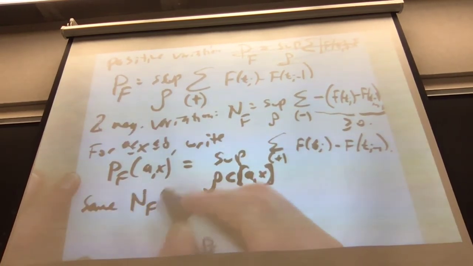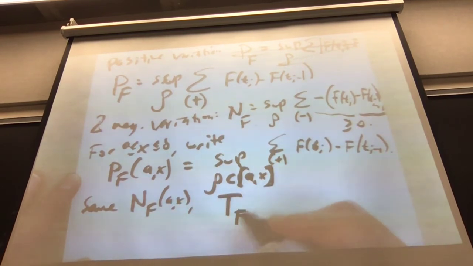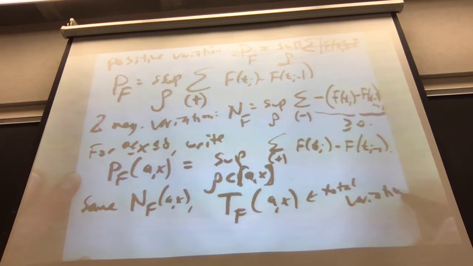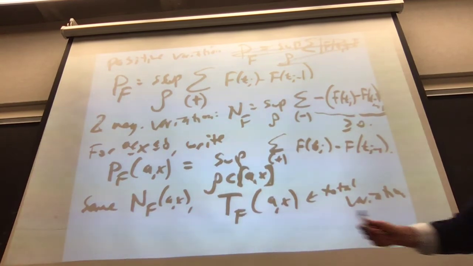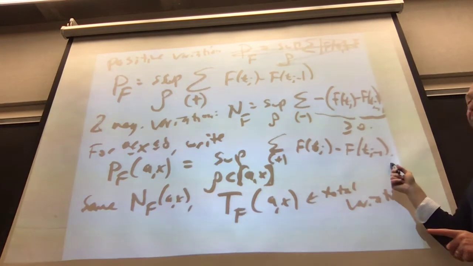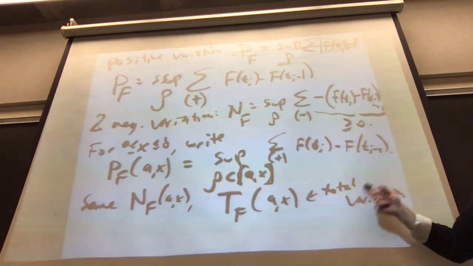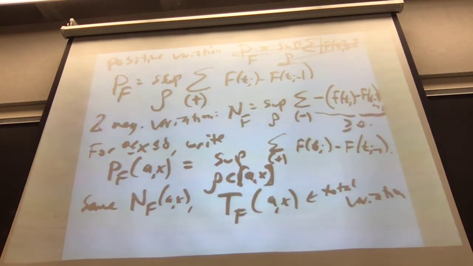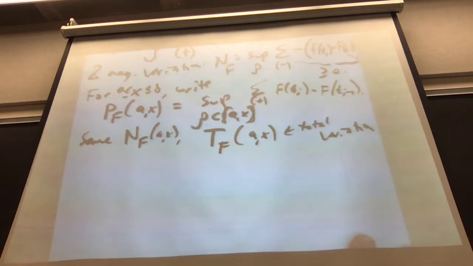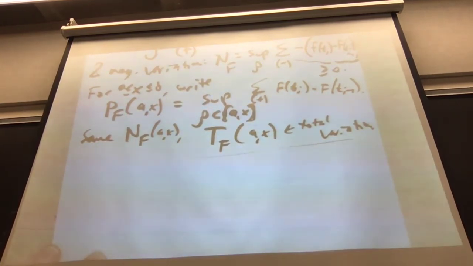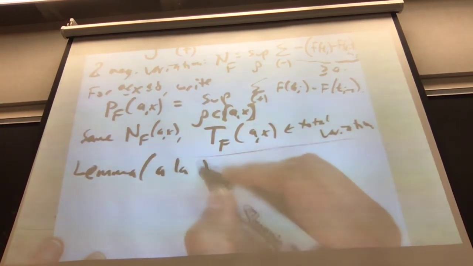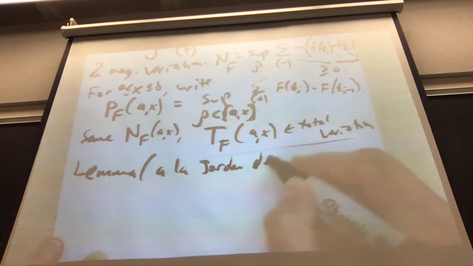Same for the negative variation, and same for the total variation, which is positive plus negative. As defined, it's just this thing, but with absolute values. I guess it's obvious that it's positive plus negative, because that's what it is for every partition. Well, there's something to prove. Let's prove a Jordan type decomposition. So, lemma, and this should remind you of the Jordan decomposition of signed measures.